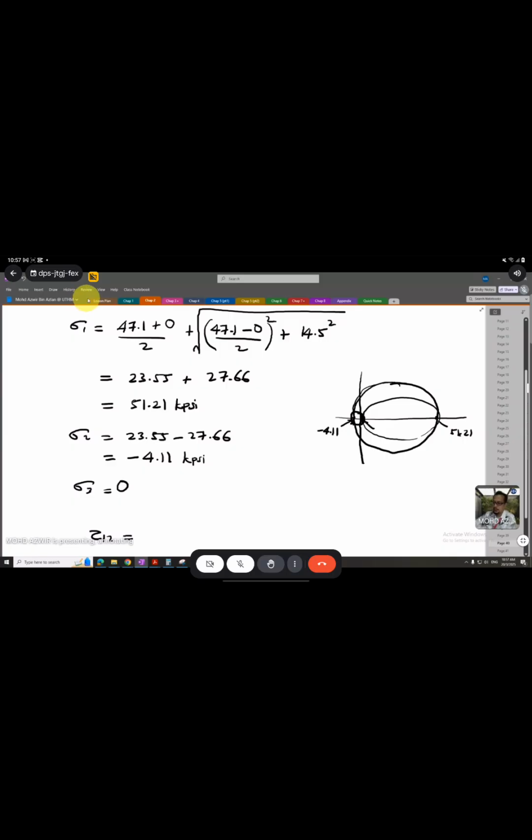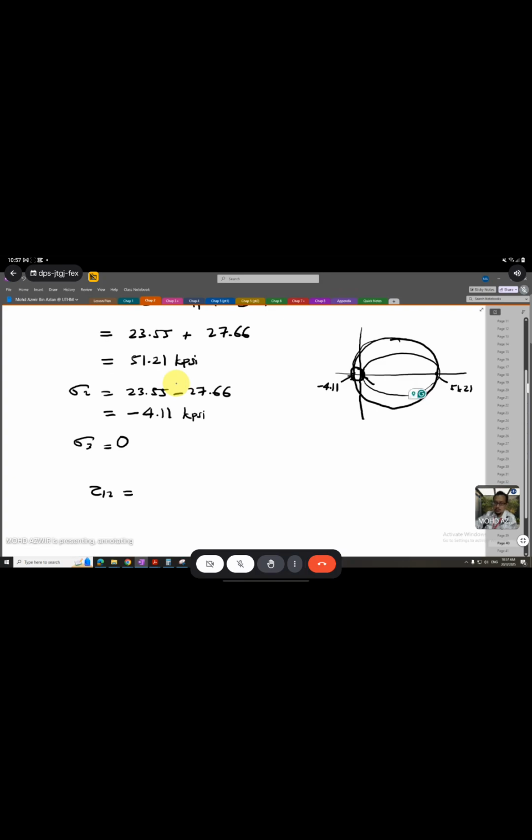Okay, if you can see here, the maximum, the tau max, will be acting at the bigger circle. So which is tau 12, not at the tau 13 or tau 23. 23 is small. 13 is also small. This is number 1, this is number 2, this is number 3. Okay, so the biggest shear stress will be acting at the tau 12.